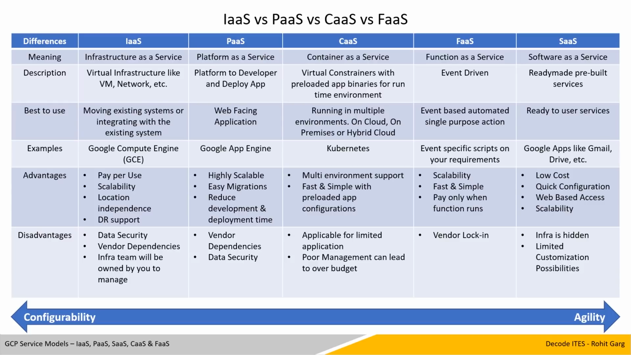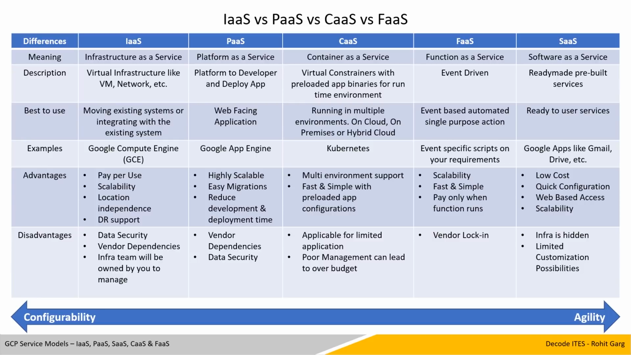For CaaS, advantages are multi-environment support like we have already discussed. Kubernetes supports on-cloud, on-premise, and hybrid cloud environments. Fast and simple with preloaded app configurations. Disadvantages of the CaaS service model are that it is applicable for limited applications. Limited applications are supporting CaaS, and poor management can lead to going over budget. CaaS is very fast. When you are launching a container, it's very fast, and sometimes if you are not managing them properly, you don't notice that you are over budgeting your project.